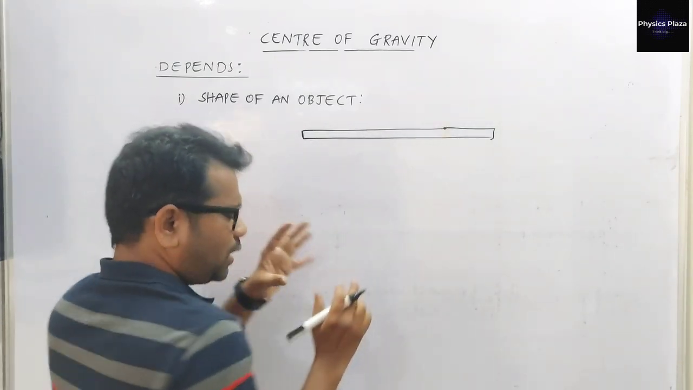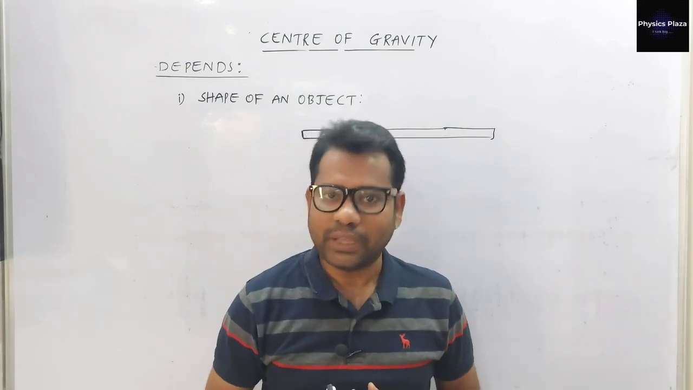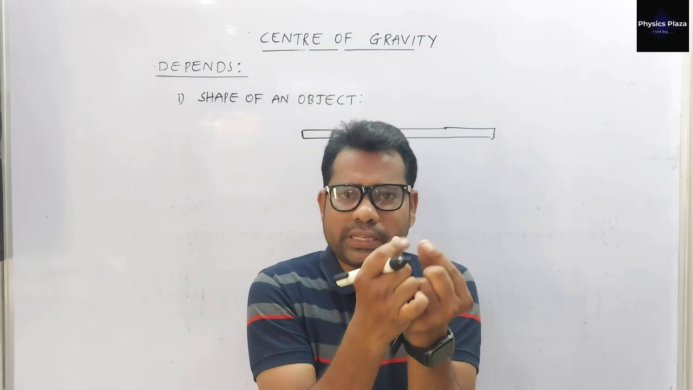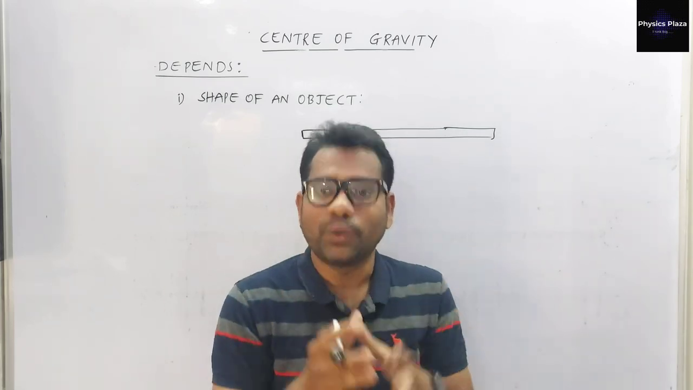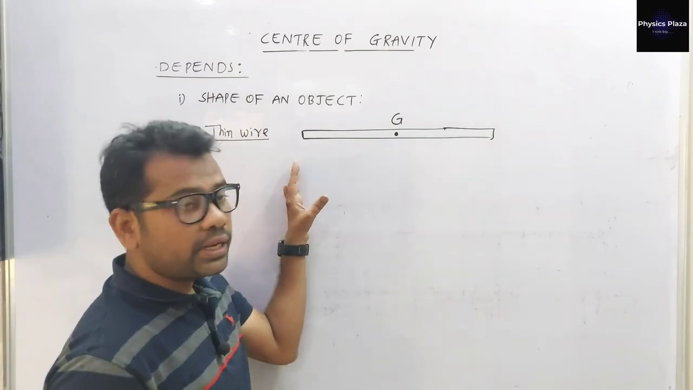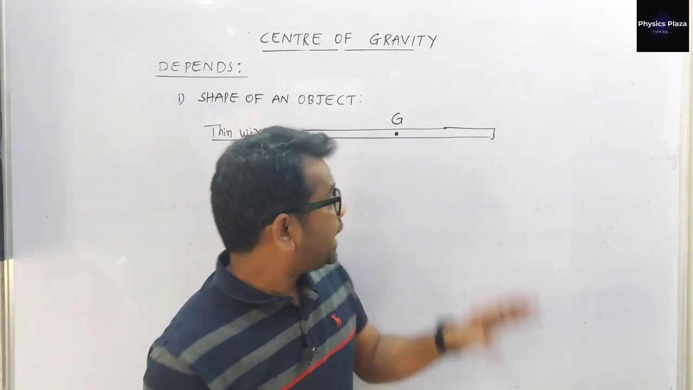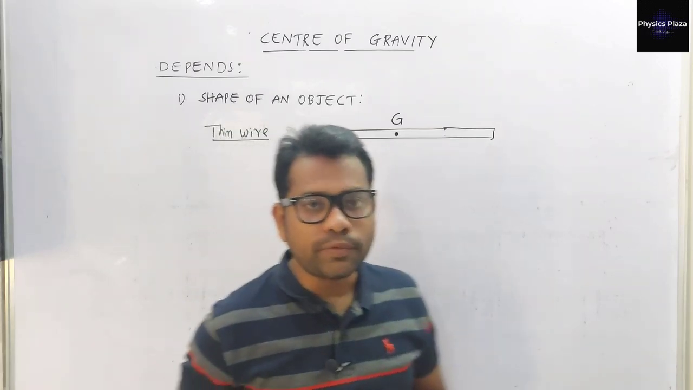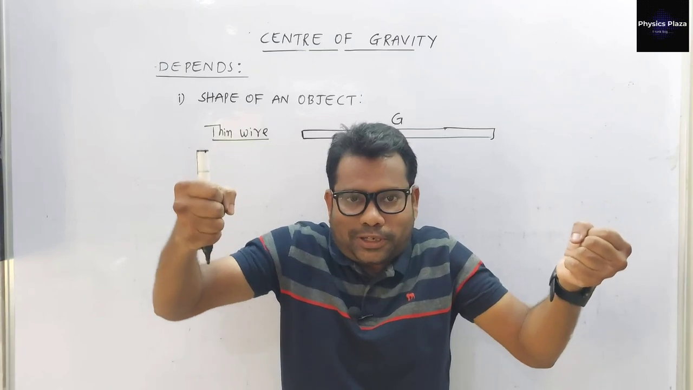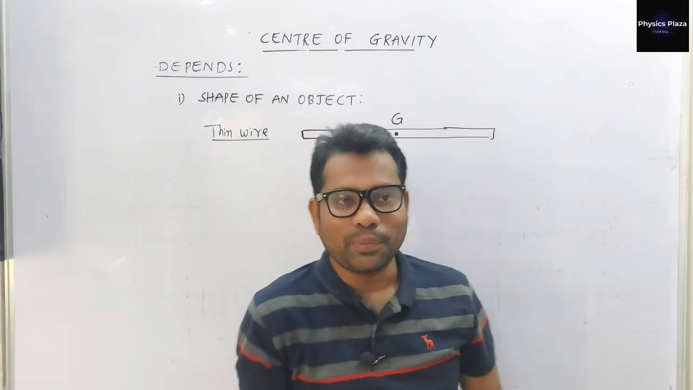So, children, a wire is more or less cylindrical in shape. Yes or no? Yes, cylindrical in shape. Wire means inside completely material will be there. It's a solid only. So, for this thin wire, the center of gravity will be situated within the material. Now, children, can we make this thin wire in the form of a ring? Let us assume, come on, make it. Yes, we can make it in the form of a ring.